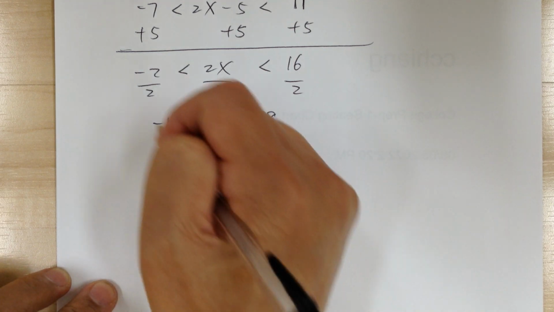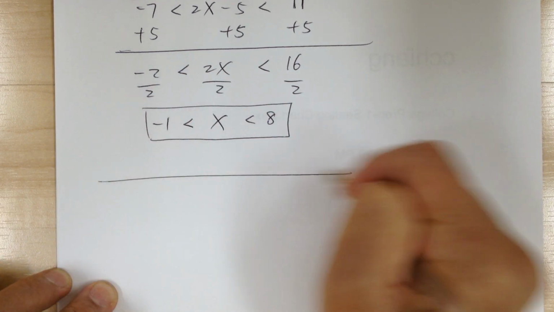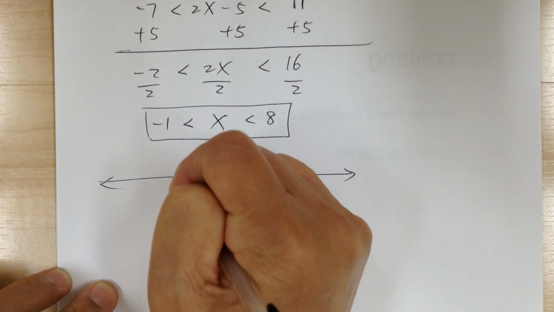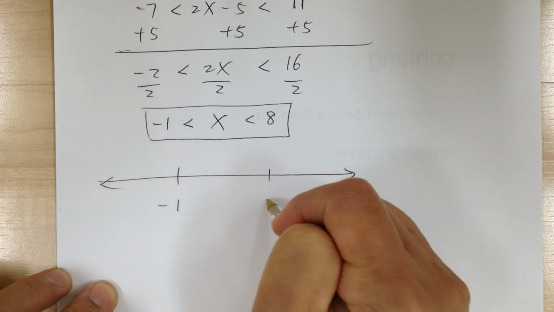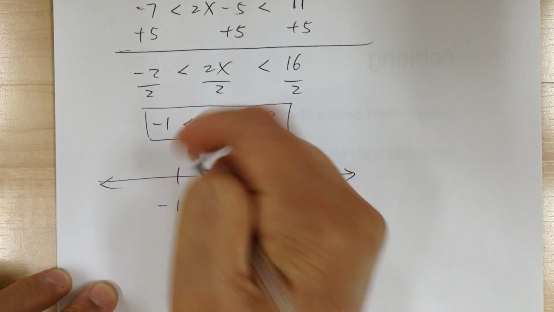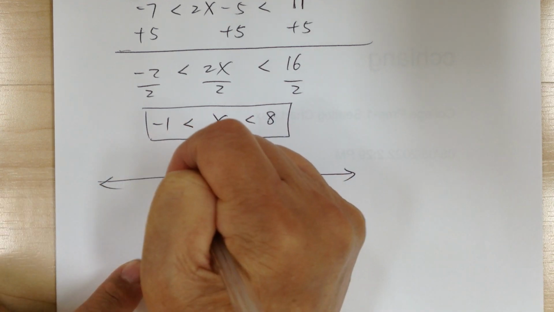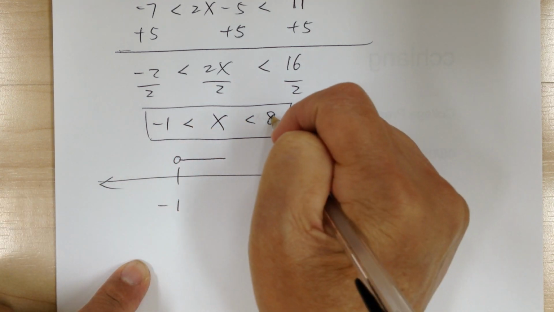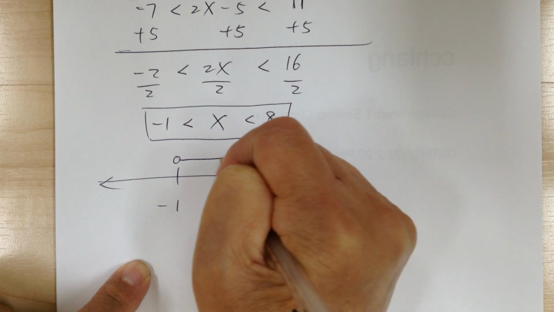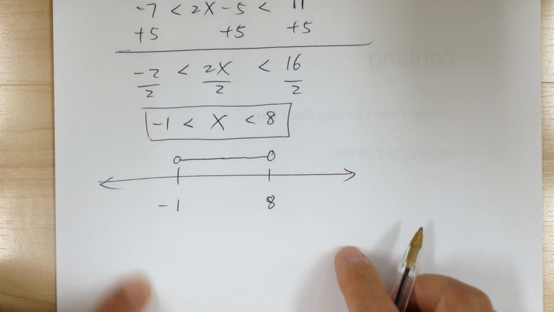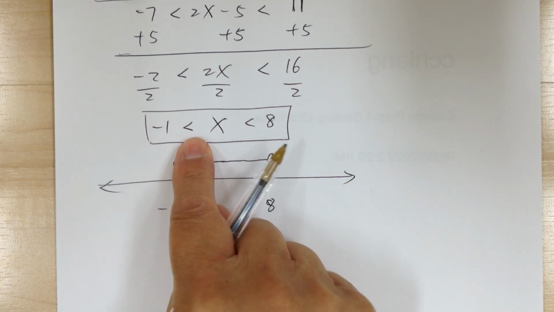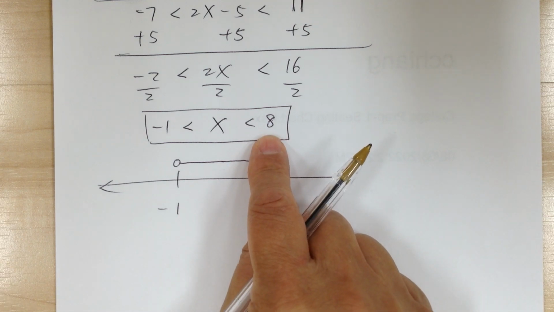And if you were to graph this, this is negative 1 and this is 8. x is greater than negative 1, so it's going this way. And this is less than 8, so it's going this way. So this would be the graph for this. Your answer would be negative 1 is less than x is less than 8. Okay, let's go to the next one.